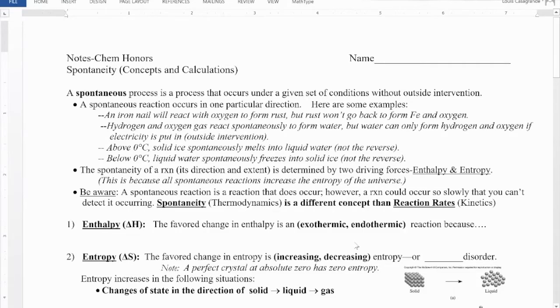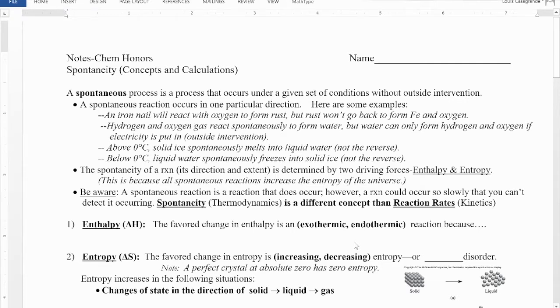Welcome to today's lesson on spontaneity for Chem Honors. Let's start off by talking about what the concept of spontaneity means, and then we'll talk about how to determine spontaneity for a particular reaction or process.